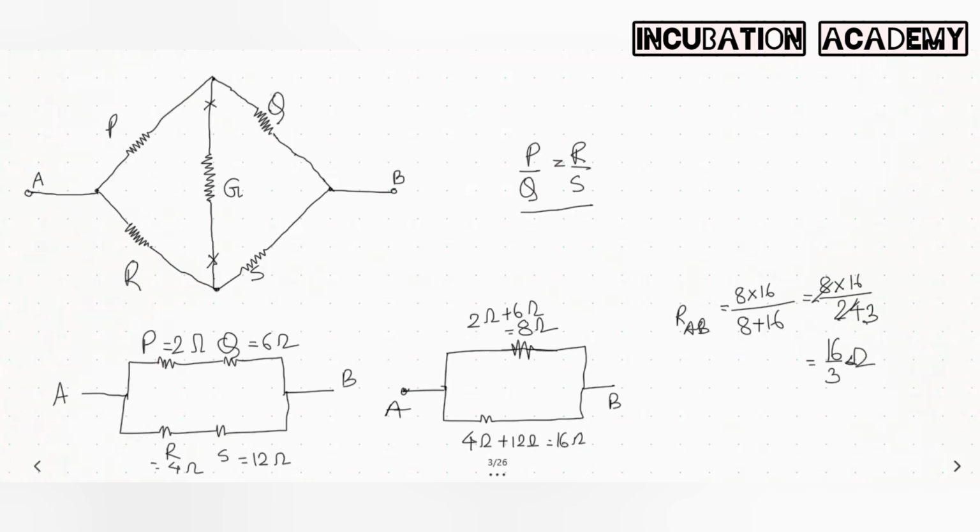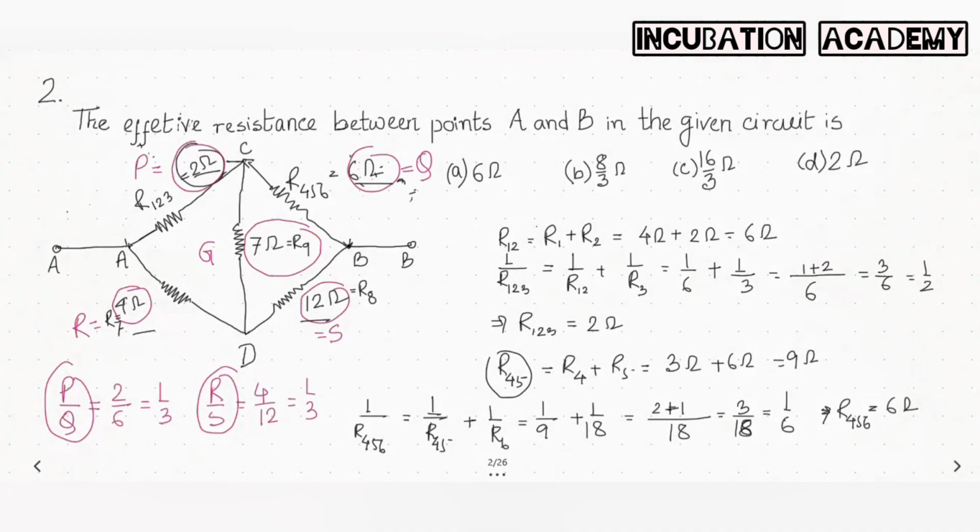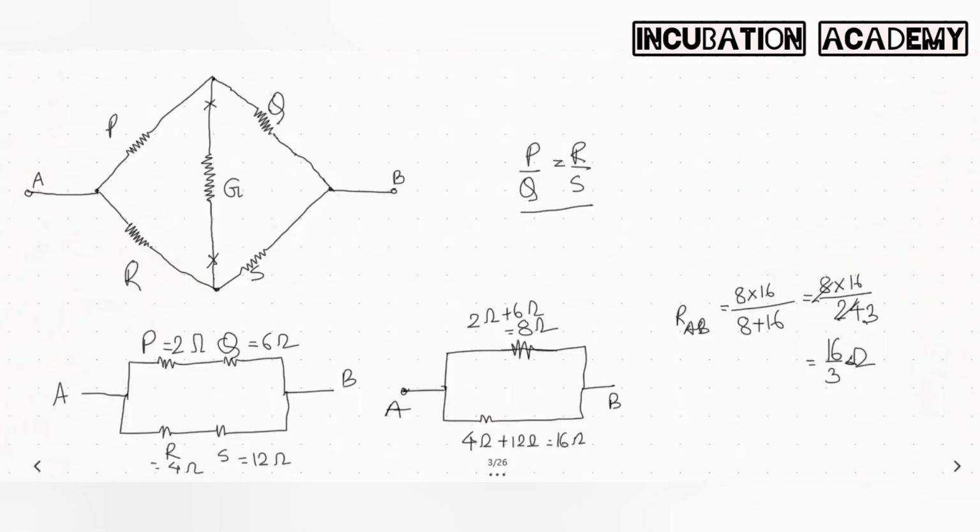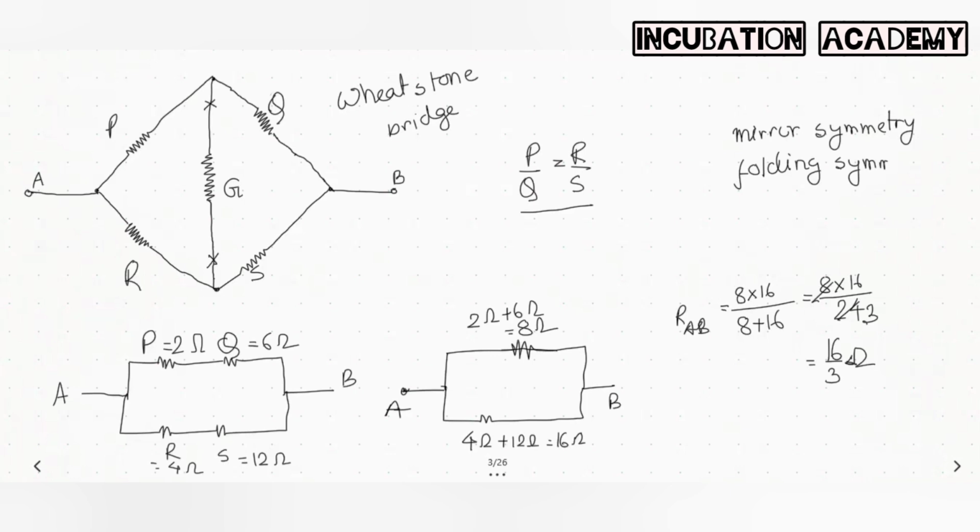So the correct option is option C. This is my correct option. But without considering the Wheatstone bridge configuration, if you don't remember the Wheatstone bridge configuration, you can also apply another technique, which is called the mirror symmetry. Sometimes this circuit may also be solved with the help of folding symmetry. Folding symmetry. Okay, what is that?